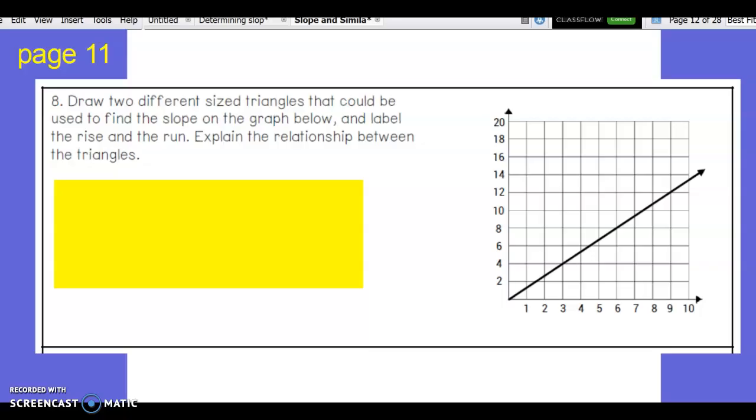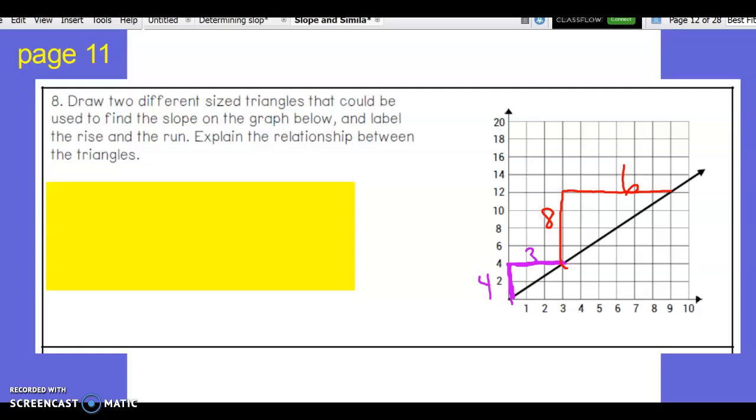Now try this next problem. It says, draw 2 different sized triangles that can be used to find the slope on the graph below. Label the rise and the run. Explain the relationship between the triangles. So take a minute and see if you can draw 2 different triangles on this graph that you could use to calculate the slope. Hit pause and play when you are ready.